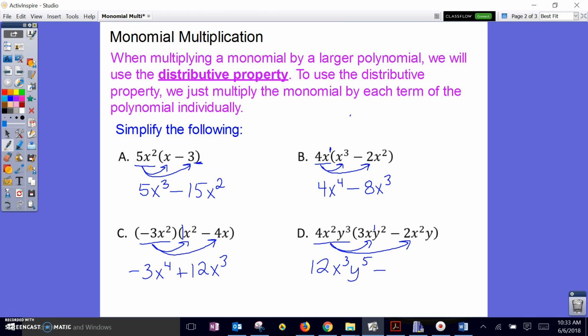We now have a minus sign. 4 times 2 gives us 8. X squared times x squared gives us x to the fourth. And y to the third times y to the first gives us y to the fourth.